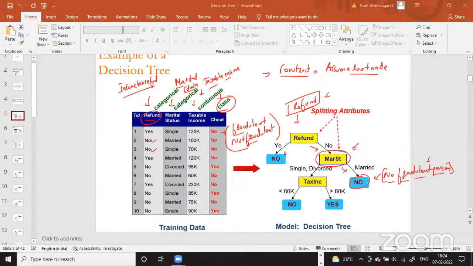Then this person is not a fraudulent person for us. If my marital status is single or divorced, then check for taxable income. If my taxable income is greater than $80,000, then I can say that person is a fraudulent person. If my taxable income is less than $80,000, then I can say that person is not a fraudulent person for us. So this is how you are going to take your decisions with the help of your decision tree.